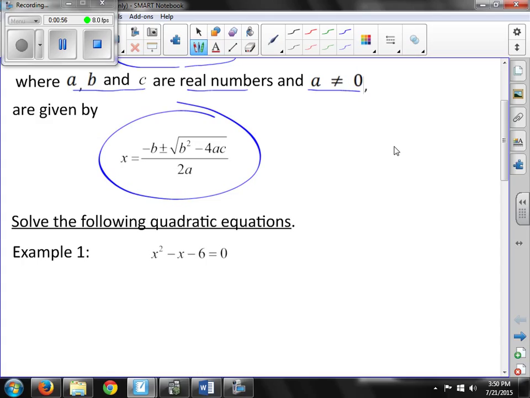x is equal to negative b plus or minus the square root of b squared minus 4ac all over 2a.